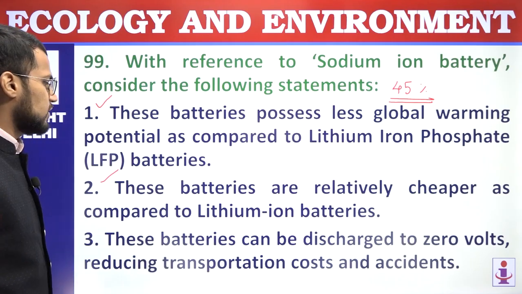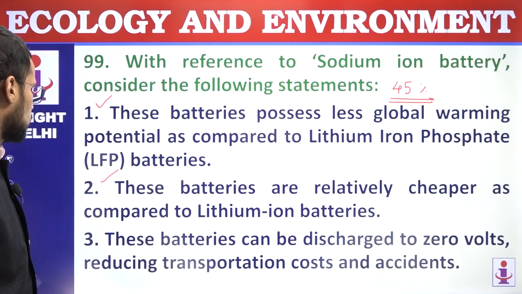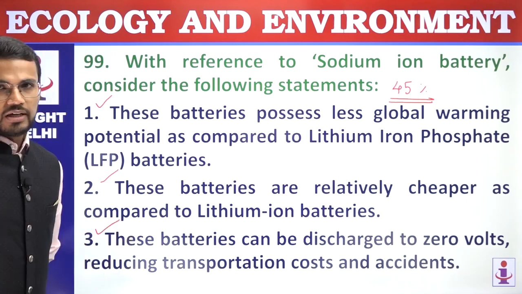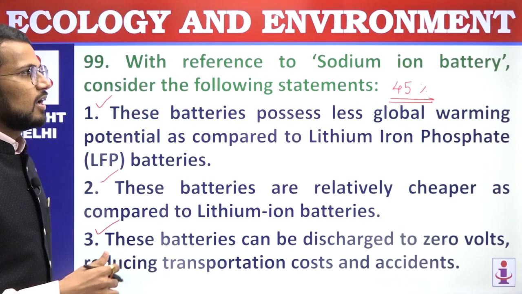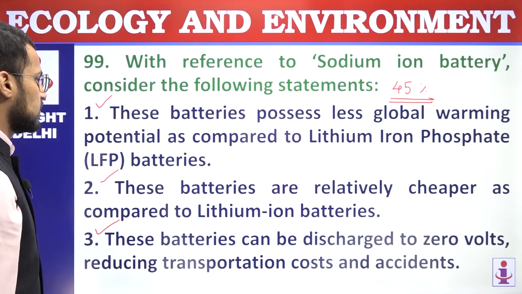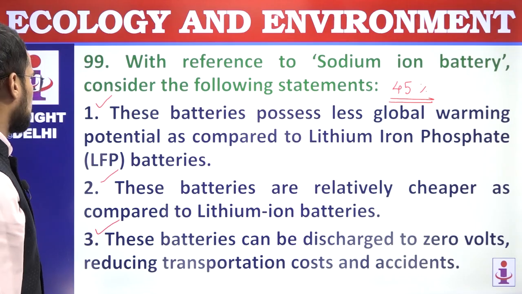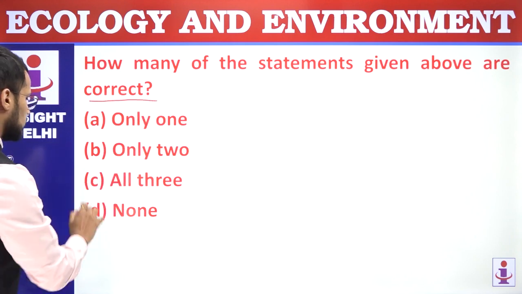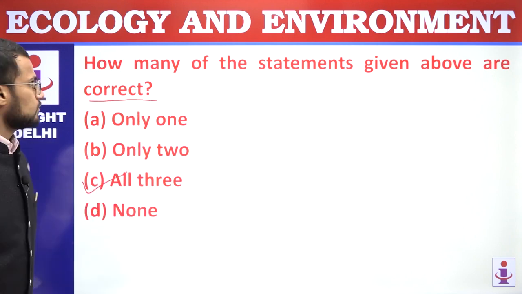Because sodium is more available than lithium. Third, these batteries can be discharged to 0 volts, reducing transportation cost and accidents. This is also a correct statement. All these 3 statements are an advantage of sodium ion batteries over other batteries like lithium iron phosphate batteries. So all these 3 statements are correct. We are supposed to find out correct statements. Answer is C, all 3.